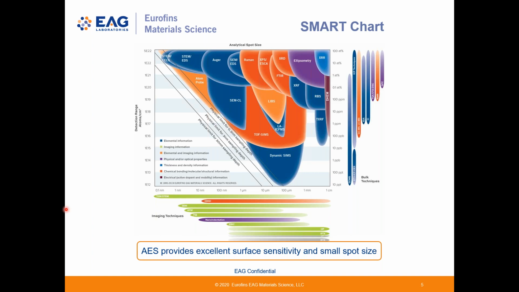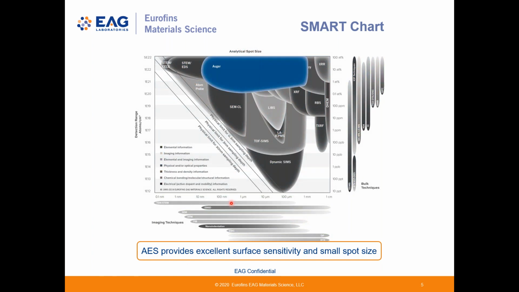So where does Auger fit in? As you can see, it's one of the stars of the SMART window here, pushing the envelope for spot size to the left, where not many other techniques dwell. Its minimum spot size is roughly 10 nanometers or so. The concentration range is about 3 decades, with the best detection limit hovering around 0.1% atomic.